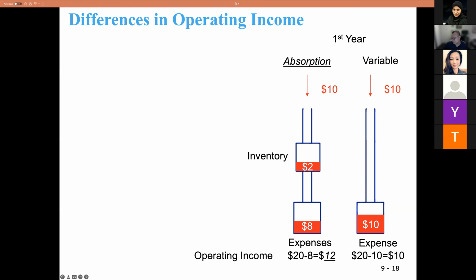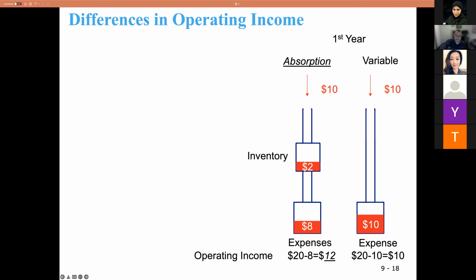Robert? Hi there. Will absorption always be bigger when it comes to the ending operating income? Very good question. Therefore, I have prepared another slide after this one to show you a different example. I will show you on the next slide, okay?